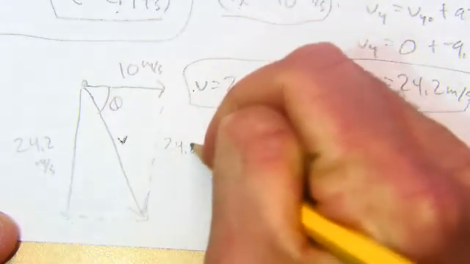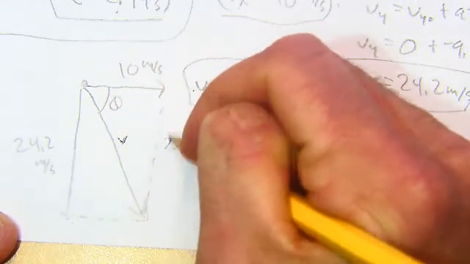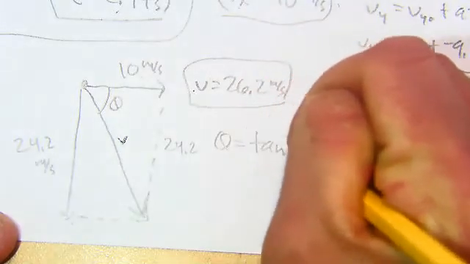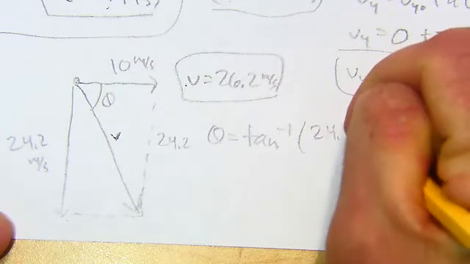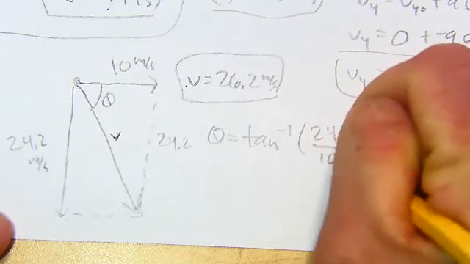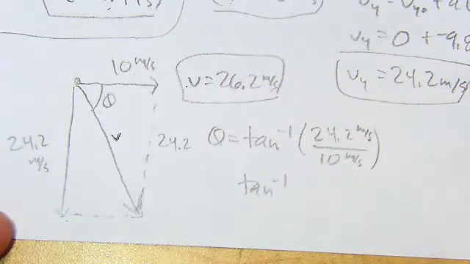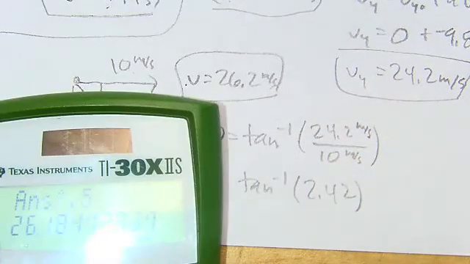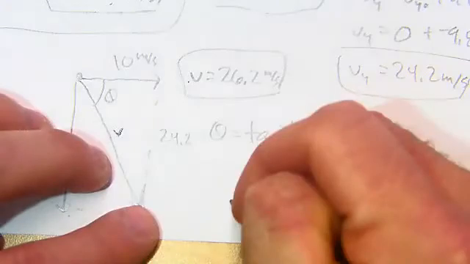24.2 is here, right? So we're talking tan of theta is 24.2 over 10, opposite over adjacent. So theta would wind up equaling the tan inverse of 24.2 meters per second over 10 meters per second. So really tan inverse of 2.42, right? Looking like 67.5 degrees, okay?